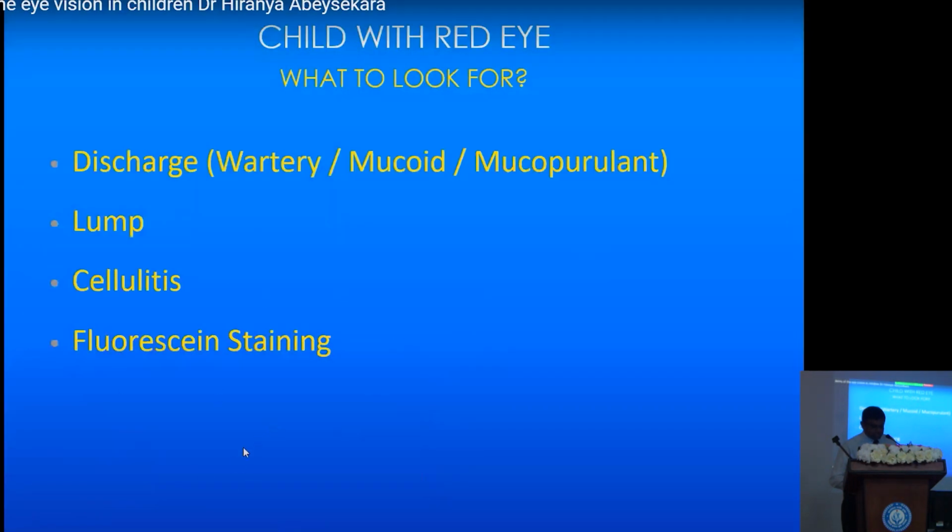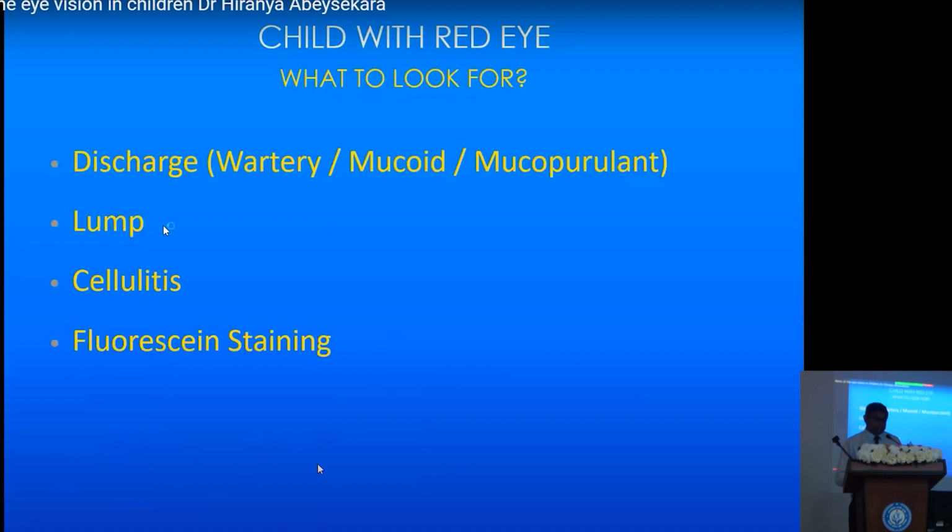If there is a discharge, you have to verify whether it's a watery discharge, mucoid discharge, or mucopurulent discharge. But usually conjunctivitis starts with watery discharge. You might think it's a purulent discharge always, but it's not. Conjunctivitis starts with a pink watery eye, right? Few days after only the discharge comes up.